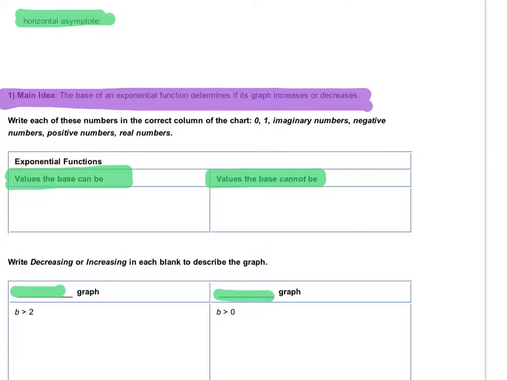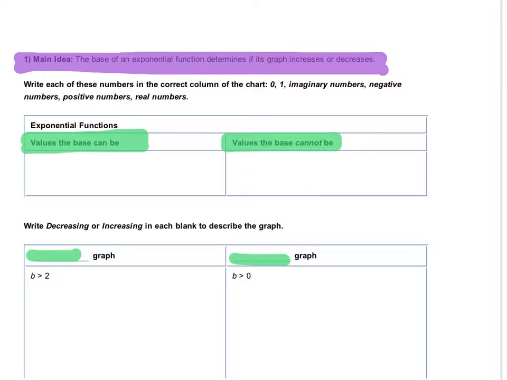The base of an exponential function determines if the graph is going to increase or decrease. And the base is represented by the letter B. So we're going to write each of these numbers in the correct column of the chart: 0, 1, imaginary numbers, negative numbers, positive numbers, and real numbers. Once again, an exponential function is just a function with the form y equals a b raised to the x power. Keep in mind that the base is a number in exponential form, and it appears beneath the exponent. That's what's important about the base.